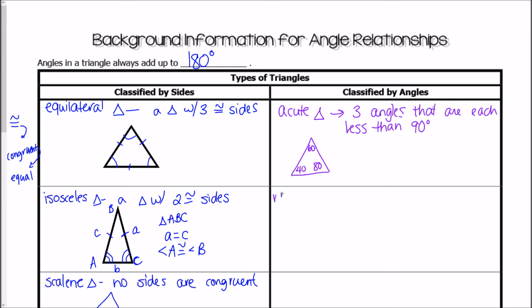Okay, the next type of triangle that we could have is a right triangle, and in a right triangle, we have one right angle, but a right angle is just simply 90 degrees, and we indicate that the triangle is right by having a right angle box in the corner right here. Okay, so this right here is our example of our right triangle.